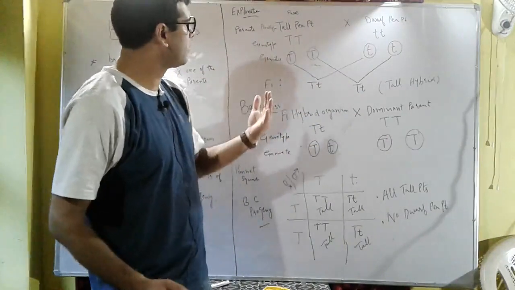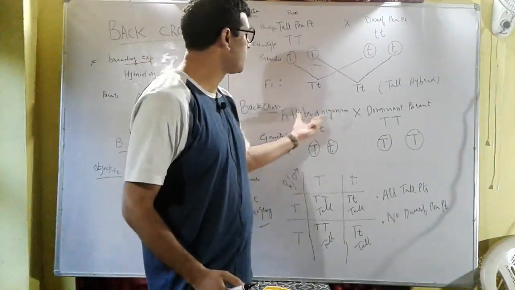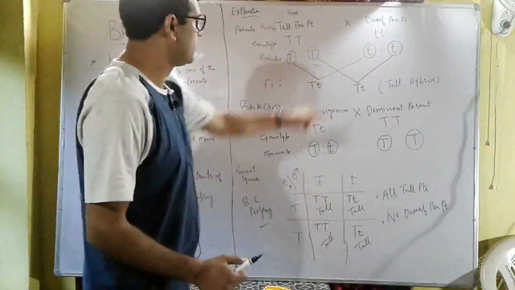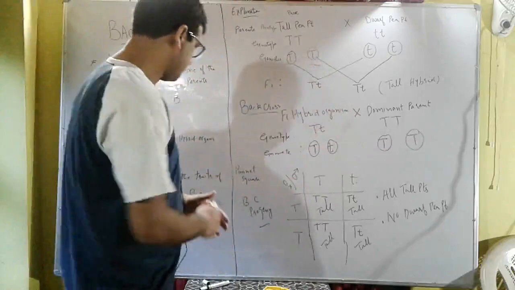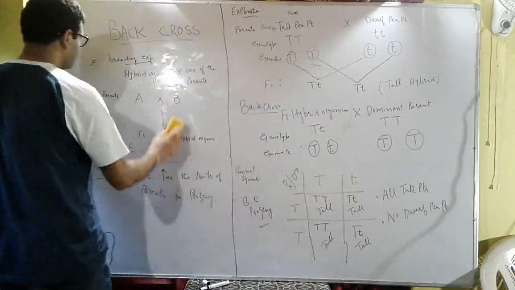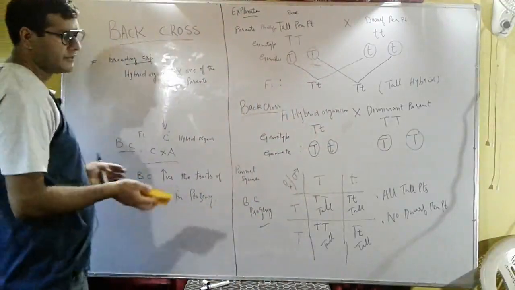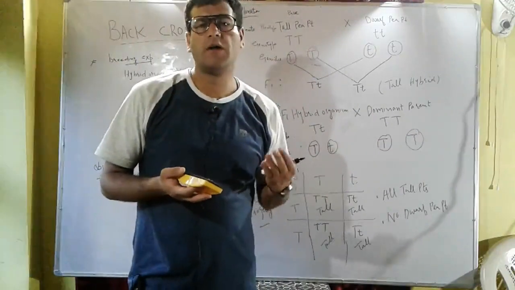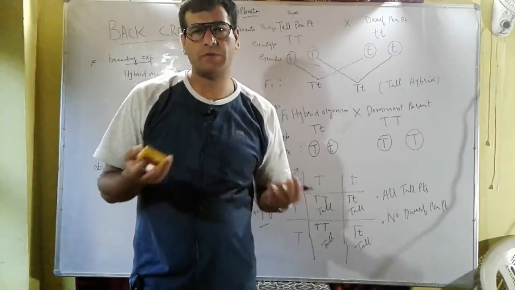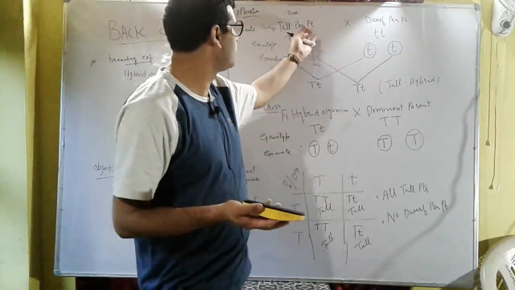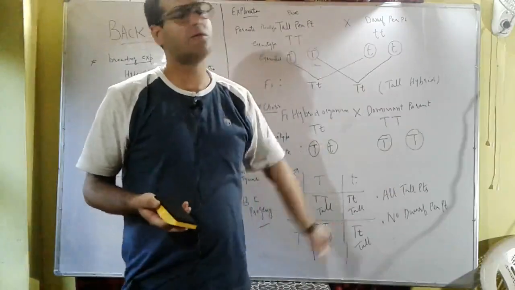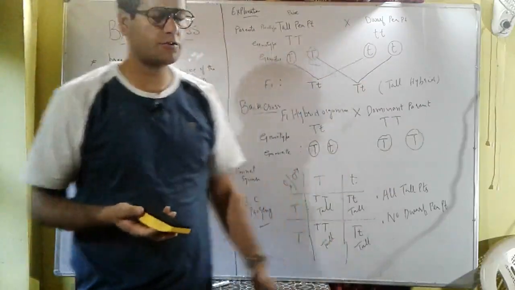Now in the second cross, we'll take the hybrid organism and cross it with the homozygous recessive parent. We will see the result. Because I told you that this back cross is simply a cross performed between the hybrid organism and one of the parents. In the first case, we took the dominant parent, and in the second case, we'll take the homozygous recessive parent.